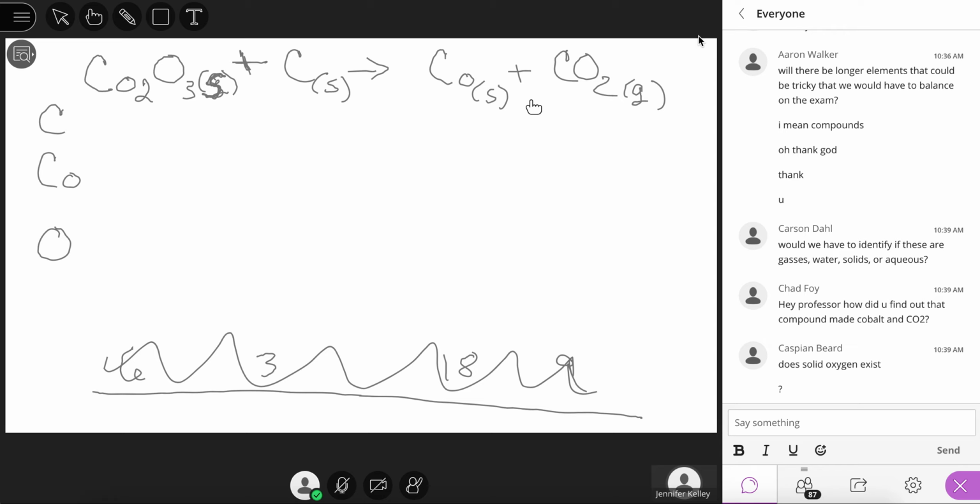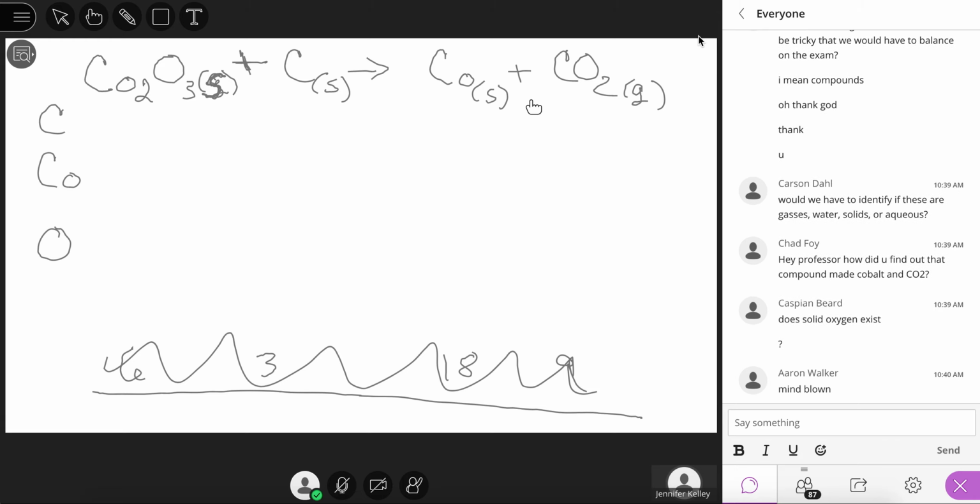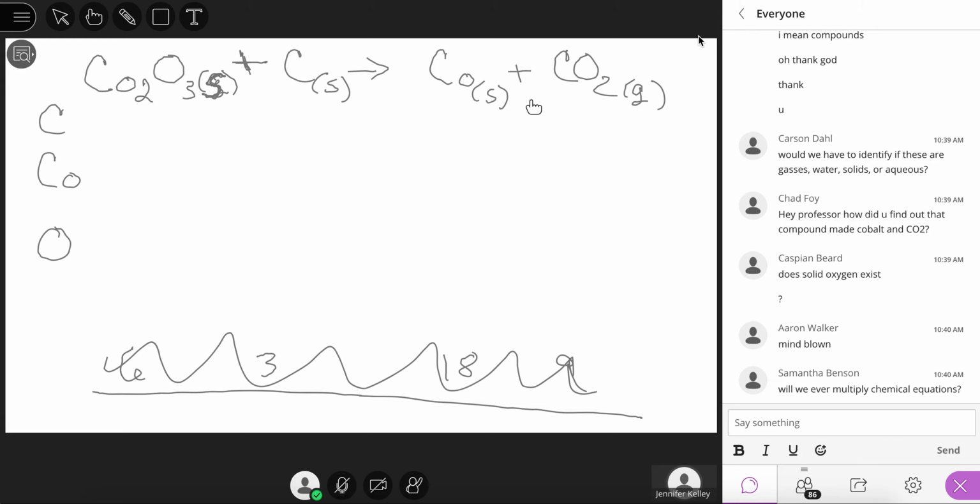How did I find out that the compound made cobalt and carbon dioxide? In this case, this would kind of have to be given to you. I wouldn't just know off the top of my head that it makes cobalt and carbon dioxide, because it could maybe make a couple of different oxygen compounds. It could have made cobalt, carbon monoxide, and oxygen gas, or something like that. There's a bunch of different things that you could do. Yes, we will multiply chemical equations on occasion. Those are usually the hydrocarbons, and actually that's my next example, one where we're going to have to multiply it.